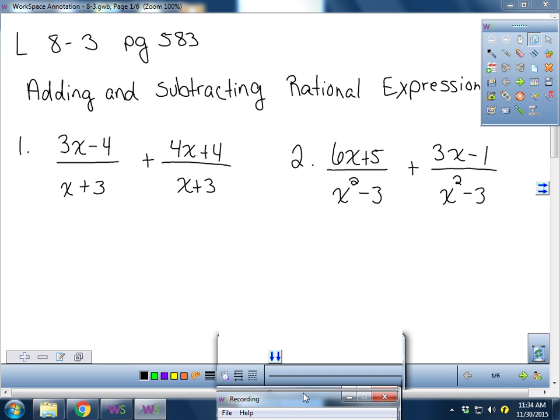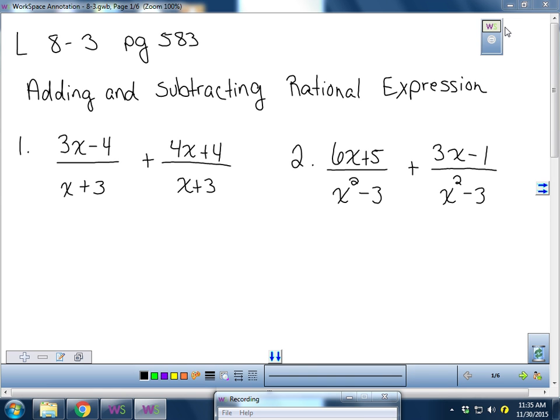Okay, so we're going to talk about adding and subtracting rational expressions. Anytime you add two fractions, you have to have a common denominator. It really doesn't matter if you've just got 1/2 and 3/4, you've got to have a common denominator. So that's the same with these rational expressions.